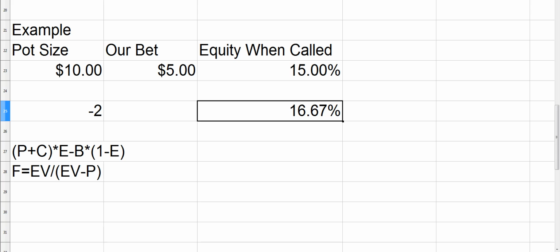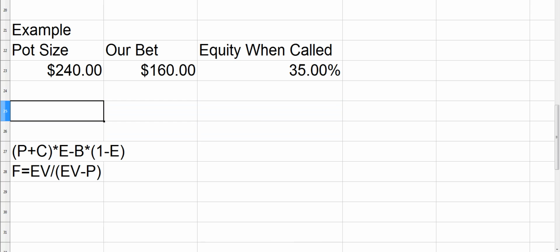So we've calculated the break-even frequency of how often they need to fold. If our opponent folds more than this frequency, then our bet will be plus EV. If he folds less than this frequency, then our bet will be minus EV.